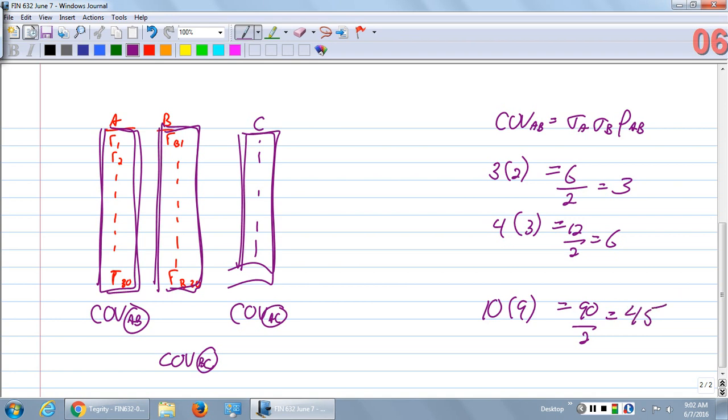I think you can see that's going to be a lot of Excel work where we have to keep doing this. If we had 10 assets, we have to calculate 45 covariances. But there has to be an easier way for us to get that.